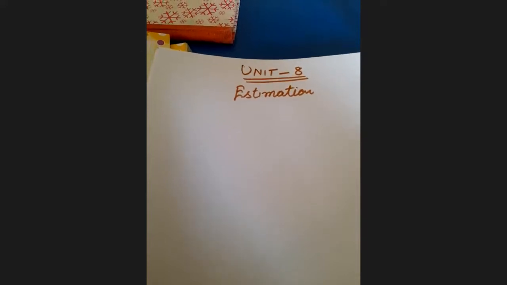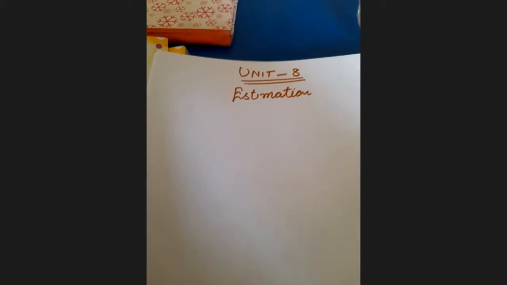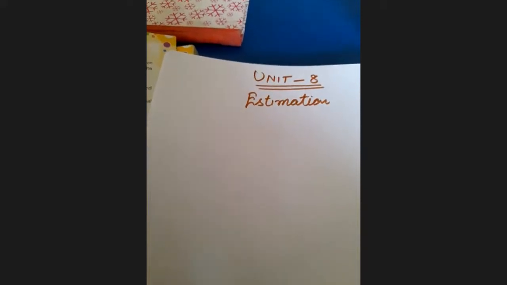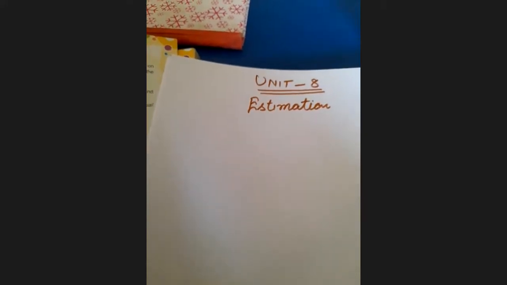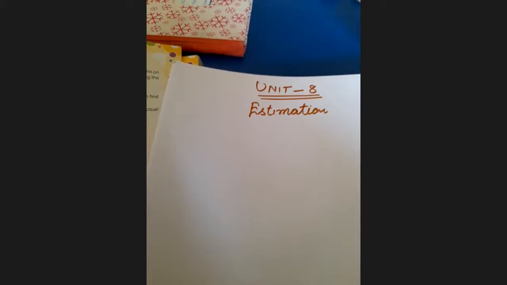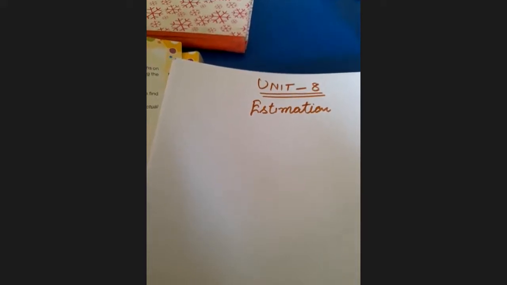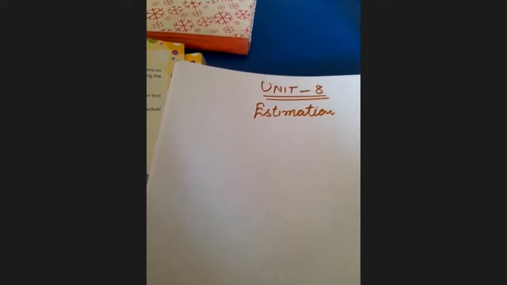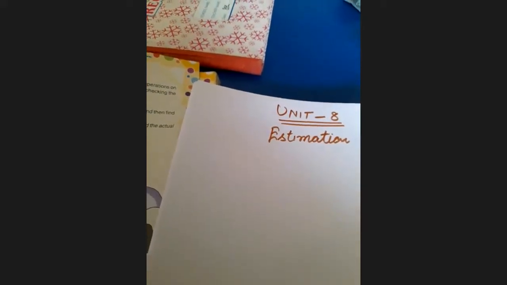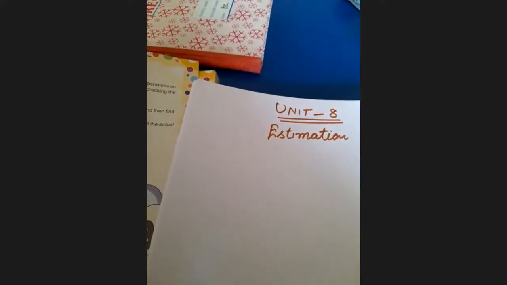So how can we find the nearest value of any number? First we'll find the nearest value of tens. When we find the nearest value, we always find it according to the place values. Clear, students? According to tens place, according to hundreds place, according to ones place, according to thousands place. So now in Exercise 2.5, we'll discuss how we can find the nearest value of any number.